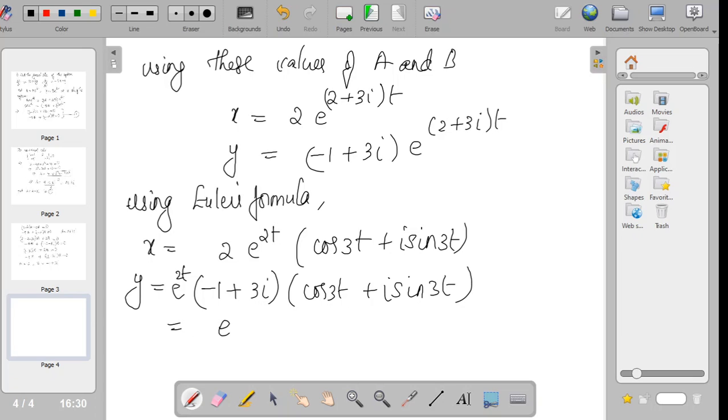So that will be equal to e raised to 2t into (minus cos 3t minus 3 sin 3t) plus i (3 cos 3t minus sin 3t). So therefore we have got the real and imaginary parts. Now the first set of solutions will be the real part of the solution, and the second set of solutions will be the imaginary part.